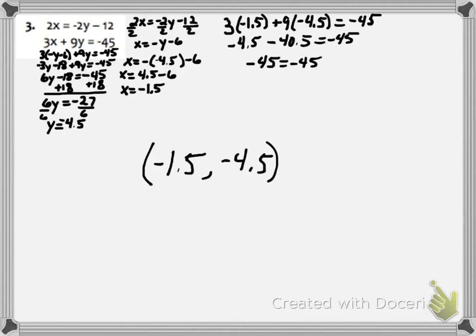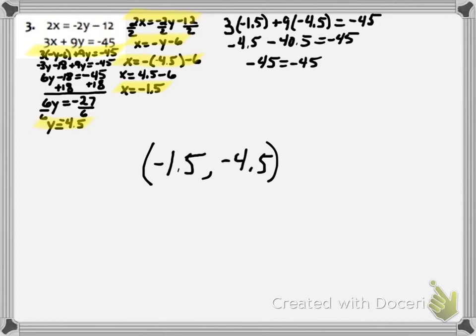Alright, for this problem, I took the 2x equals negative 2y minus 12, and I solved for x, and I got x equals negative y minus 6. I then plugged the negative y minus 6 into the second equation. And when I solved for y, I found that y was negative 4.5. I plugged this back into the equation x equals negative y minus 6. And when I solved, I found that x was equal to negative 1.5.